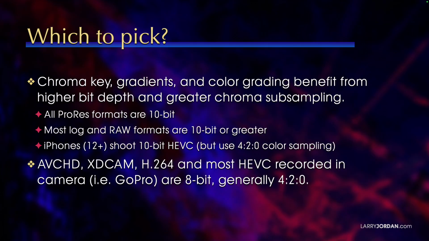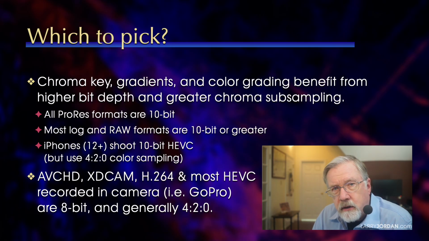Chroma key, gradients, and color grading benefit from higher bit depth and greater chroma subsampling. All ProRes formats are 10-bit. All are 4:2:2 except for ProRes 4444, which is 4:4:4 color, so no chroma subsampling. Most log and RAW formats are 10-bit or greater. RAW is a special case because it really isn't video, it's a data channel, and we have to convert the data into video as part of the conversion from RAW into whatever we're going to edit.